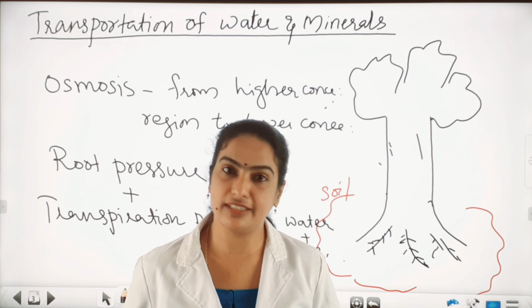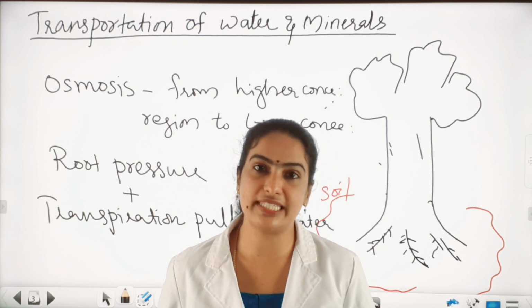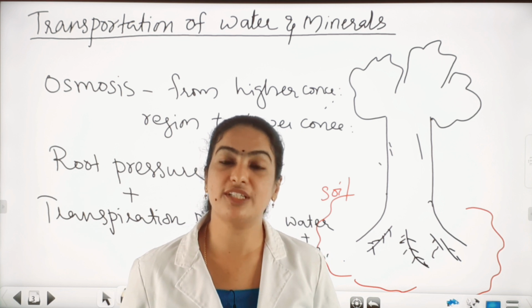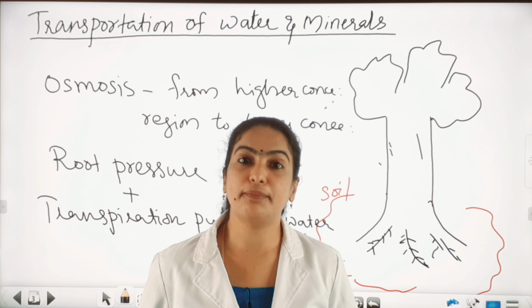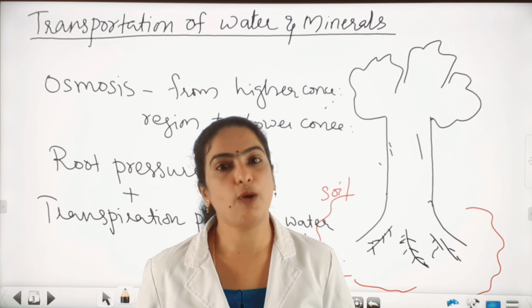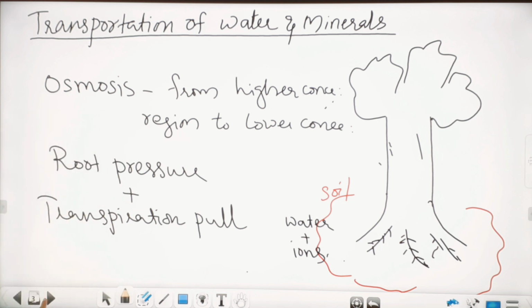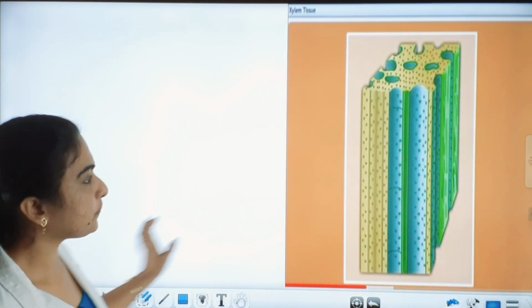Is it clear about the transportation of water and minerals by the xylem tissues? And which are the major components of xylem involved in the transportation of water and minerals? Xylem tracheids and xylem vessels. Is it clear? Now we can see the next area. And this is the xylem tissue.